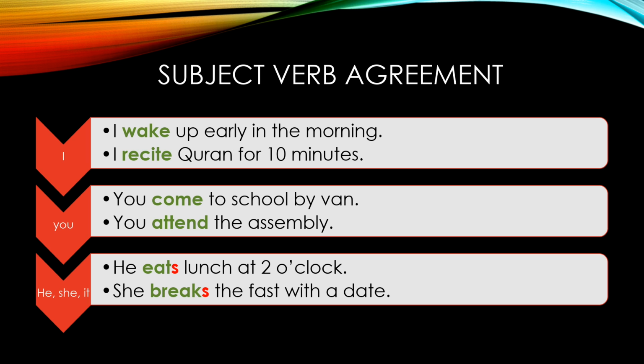For the first person singular, which is I, we can say: I wake up early in the morning. I recite Quran for 10 minutes. For the second person singular: you come to school by van. You attend the assembly. For third person singular, which is he, she, and it, we can say: he eats lunch at 2 o'clock. She breaks the fast with a date. You must have noticed that in these two sentences we have used S with the verb.